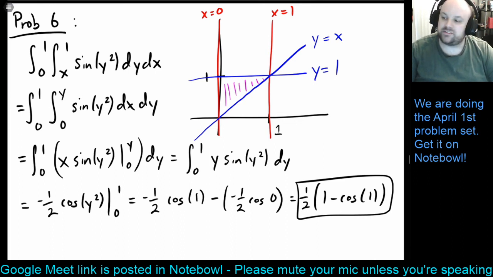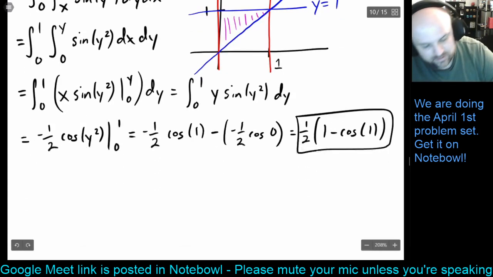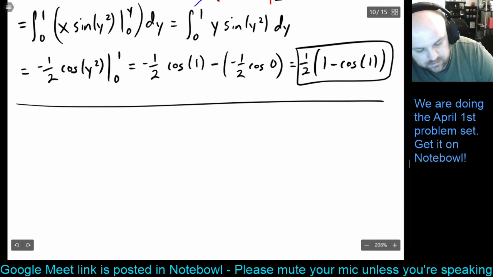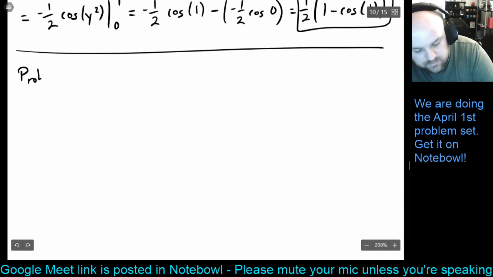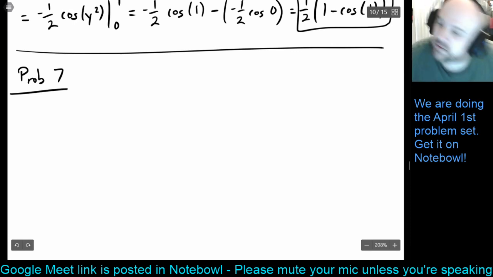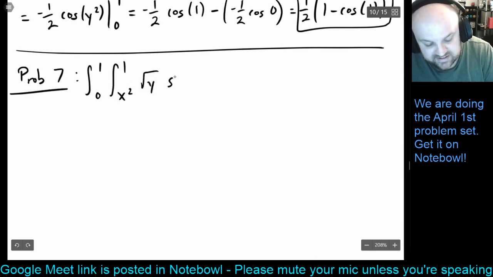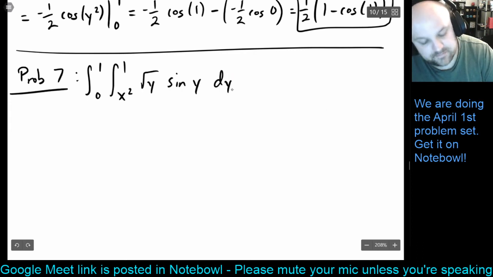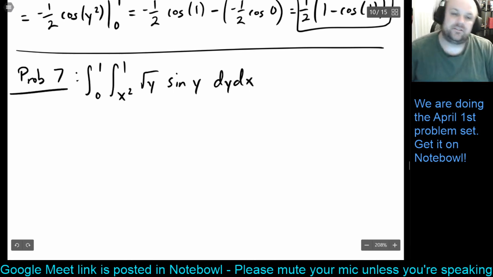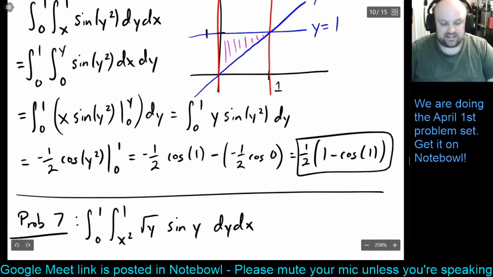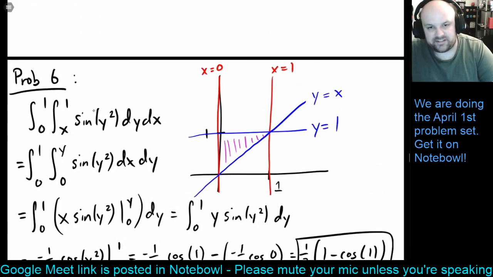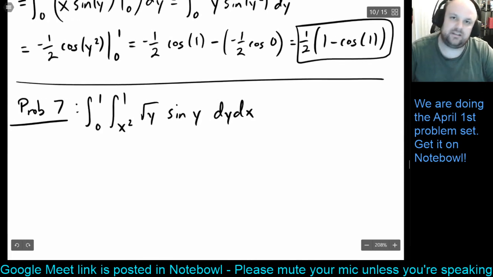All right. So let's go ahead and look at the last one here. Problem 7. All right, so problem 7 here, we're trying to compute the integral from 0 to 1, from x squared to 1, of square root of y sine of y, dy dx. Right. So again, this one's a little more subtle than the last one.